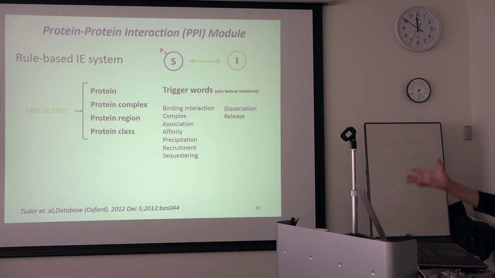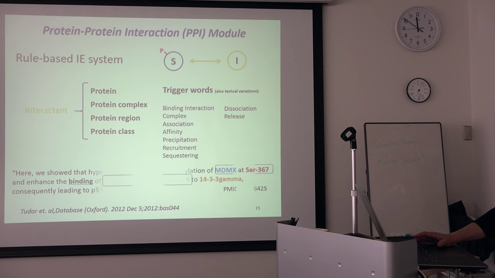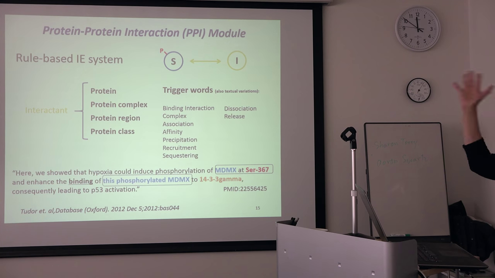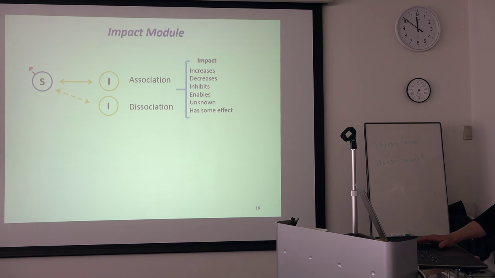The PPI module, again, all these are trigger-based, i.e. pattern-based, and so we identify trigger words. We can then try to identify the interactant, again, could be individual proteins, complexes, regions, or classes. And then the impact module: once you have a phosphorylation event, does it make the protein associate with some interacting partner or dissociate from that interacting partner?